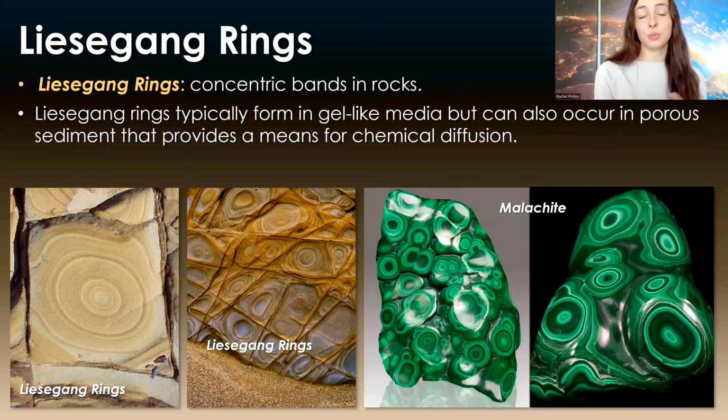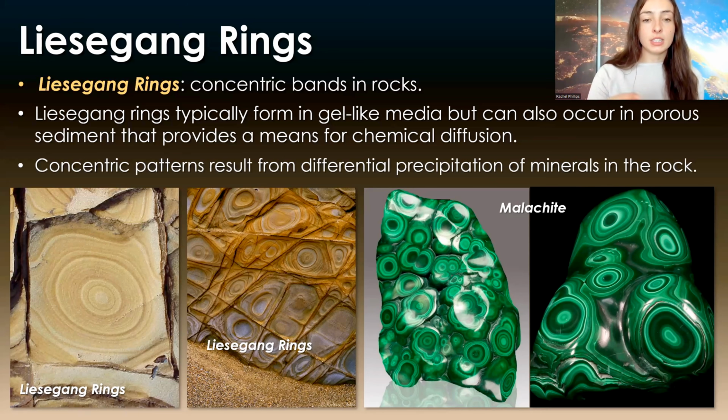And I think, at least when I looked these up and tried to learn about them for you guys, it seems like these are known to form in gel-like media or solutions, but can also occur in porous sediment that provides a means for chemical diffusion. In other words, the diffusion of elements in a chemical reaction outward and inward in this ring structure, and the concentric patterns result from differential precipitation in the porous sediment media as the minerals precipitate in these ring patterns with different compositions.